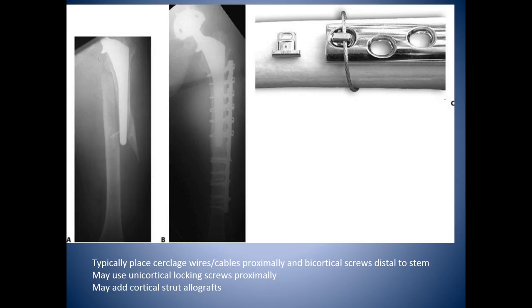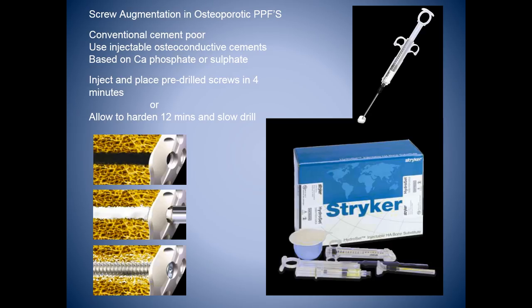Typically, we'll put screws in distally, and we'll put cerclage wires around the implant, but these must be supplemented. You must try and get at least a couple of unicortical screws in around here as well, because purely cabling around the implant doesn't do well. So you really should consider getting a few unicorticals up here as well. And in the patients that we've mentioned already, you should consider using strut grafts in addition to that. If the bone's very poor, you can use some of these additional screw augmentation types of cements that can help with the fixation of those screws.